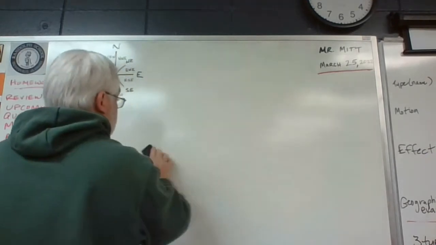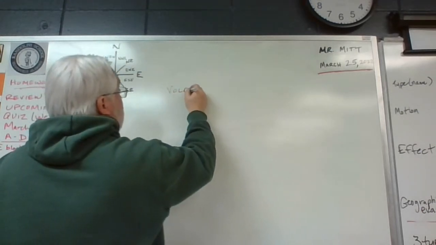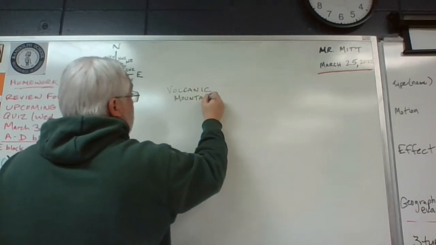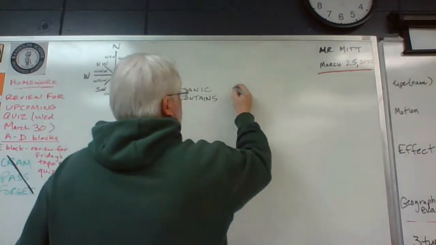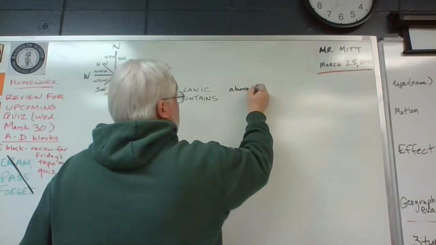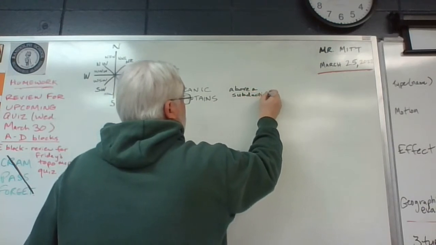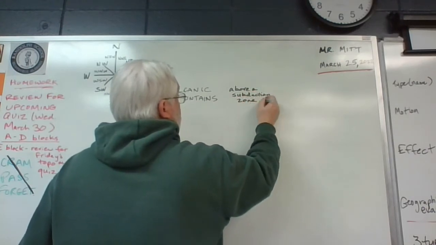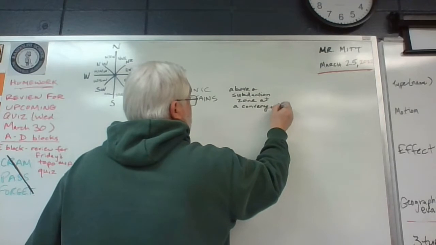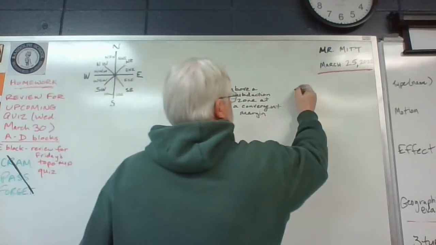So we've talked about volcanic mountains. And again, the situation in which that happens is above a subduction zone at a convergent margin. And an example of that, of course, would be the Andes Mountains.